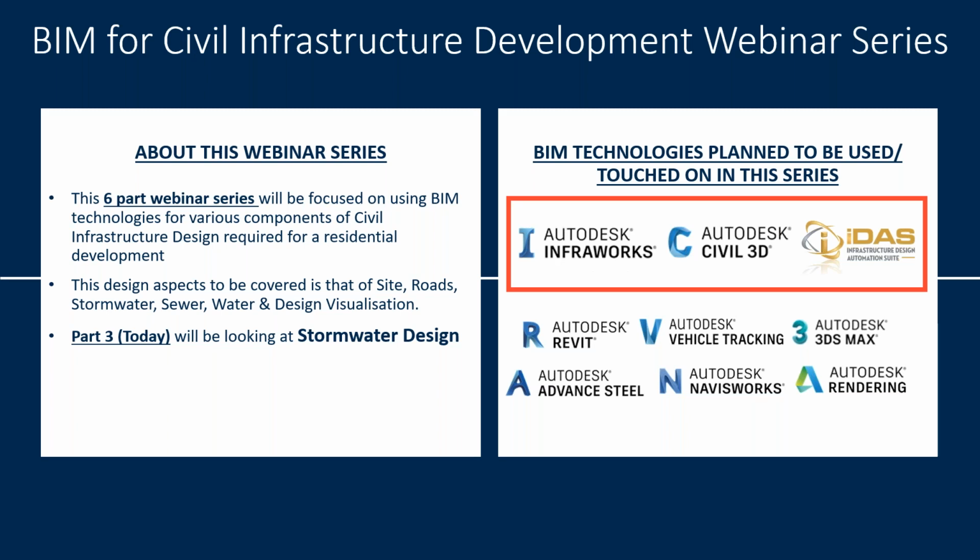The technologies on the right will be touched on in this series, specifically the ones in the red blocks. You've already seen InfoWorks in action. You've seen Civil 3D and IDAS already for road design, and today we're going to see it for stormwater. What a powerful dynamic duo these two are for civil infrastructure design. And of course, the technologies outside of that red box, we would probably touch on them depending on capacity as the series progresses.